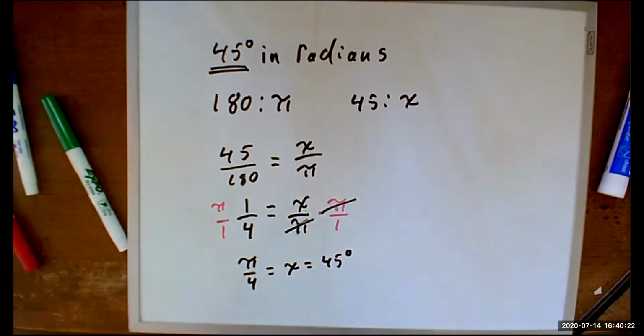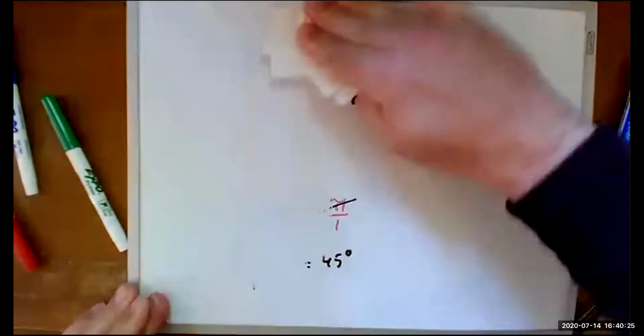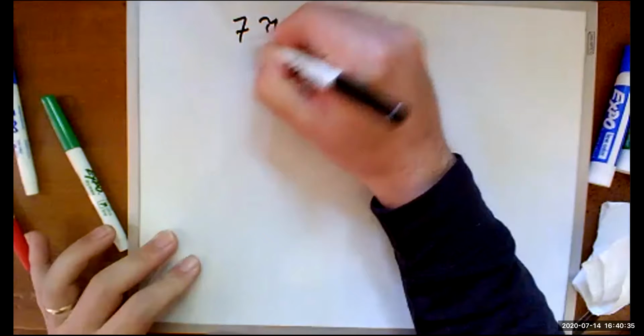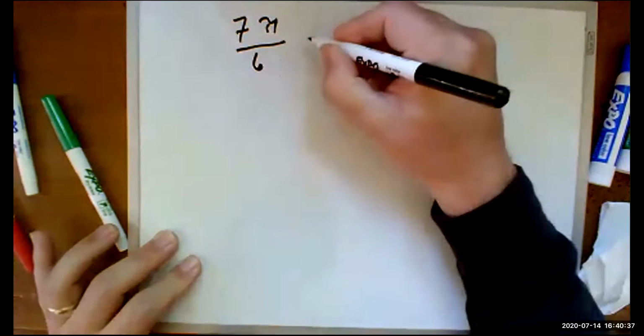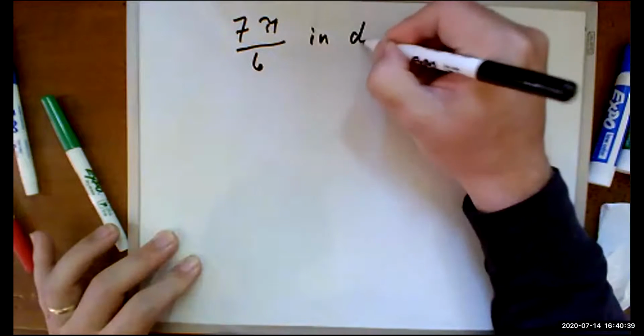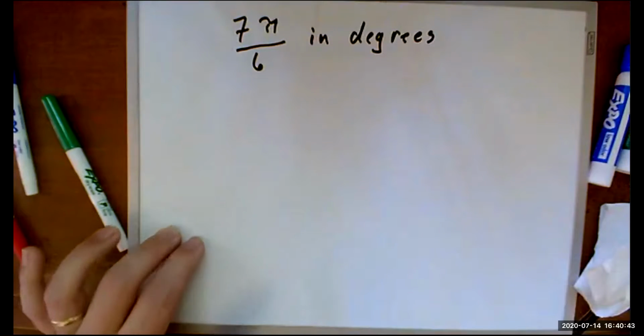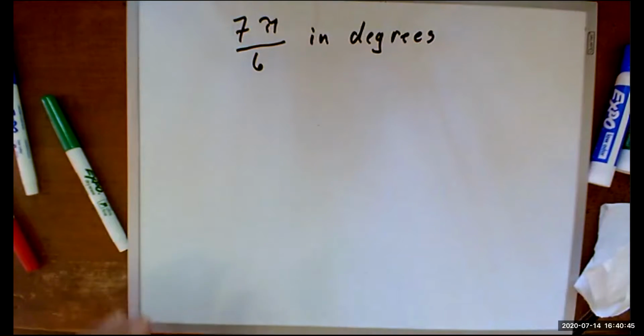Great. Okay, let's do another one. But let's now go the other way. I think on the notes I actually forgot to write this out. It's supposed to say write 7 pi over 6 in degrees. So we're going to go the other way now. I'm being given radians, 7 pi over 6, and we want to get these in degrees. We're going to do the same process.